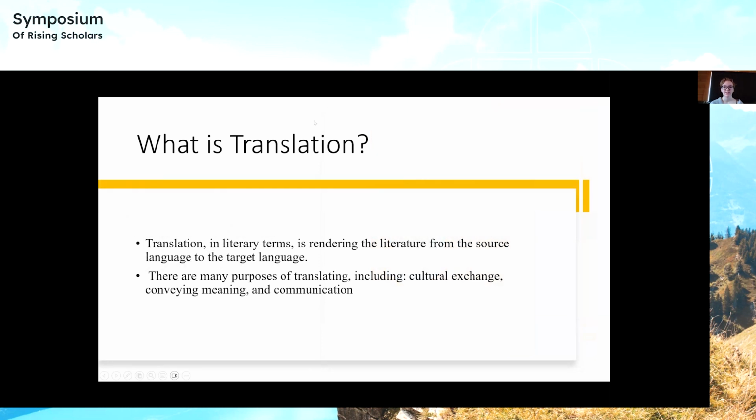So when I was getting closer to finishing my independent study, I went on and briefly researched and learned about translation methods and theories. So to begin, translation in literary terms is rendering the literature from the source language to the target language. There are many purposes of translating, including cultural exchange, conveying meaning, and communication.